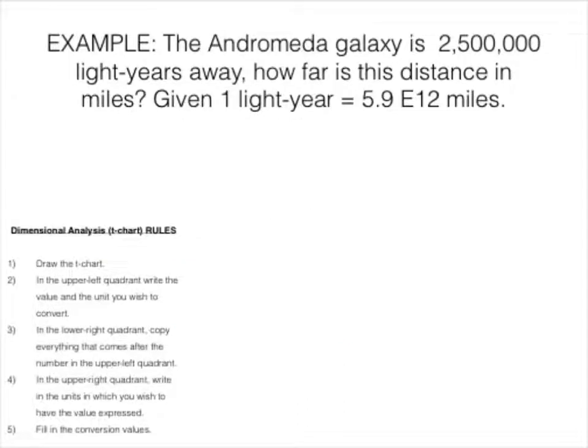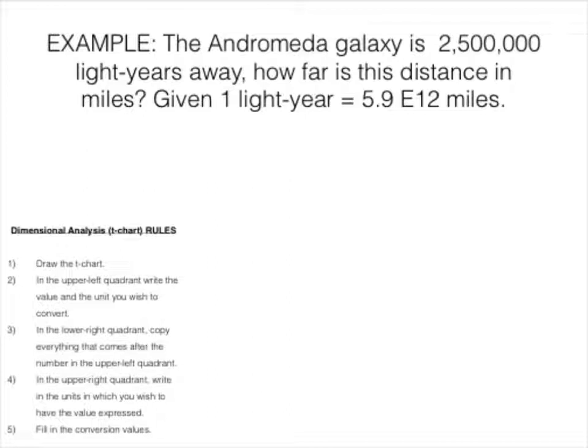So let's do a couple of conversions to look at just how far away an object is if its distance is given in light years. Let's start with the Andromeda Galaxy. The Andromeda Galaxy is the closest neighboring galaxy to the Milky Way, our own galaxy, and it is 2.5 million light years away. Well, how far is that in miles?